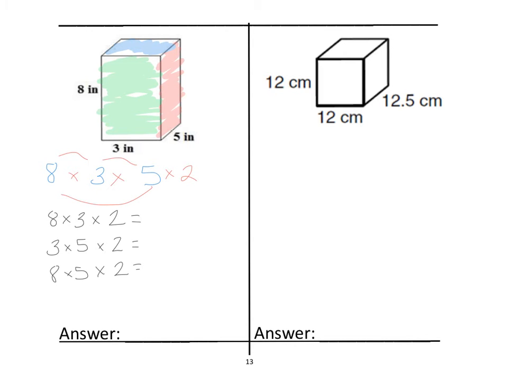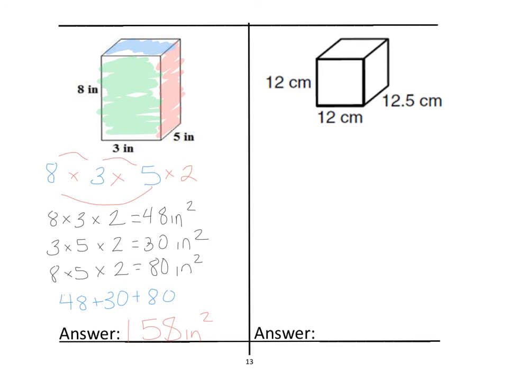We go through and we multiply. 8 times 3 times 2 is going to be 48. And we're in inches, so it's 48 inches squared. And we know 3 times 5 times 2 is going to be 30 inches squared. And then we have 8 times 5 times 2, and that's 80 inches squared. The next step that we have to do is add up our 3 areas, 48 plus 30 plus 80, and that's going to give us a total surface area of 158 inches squared.